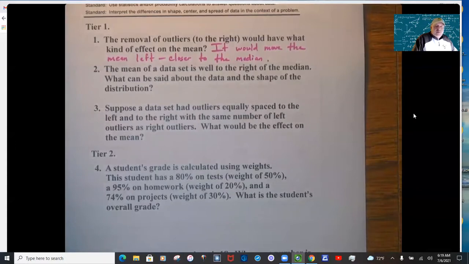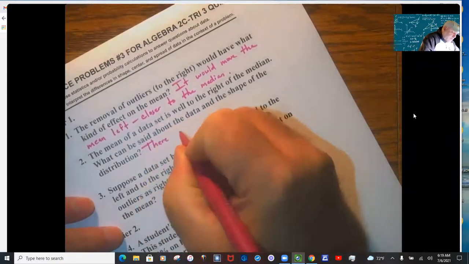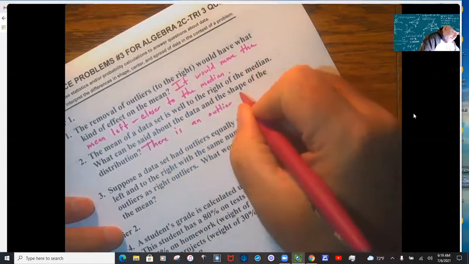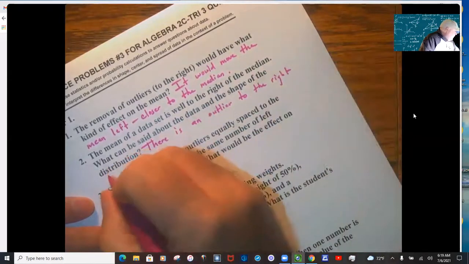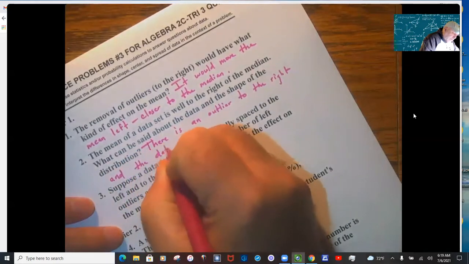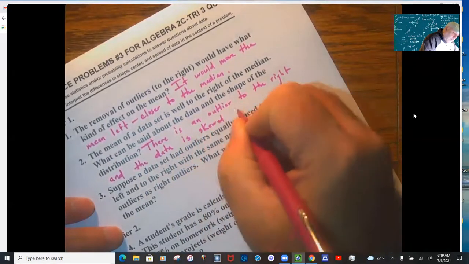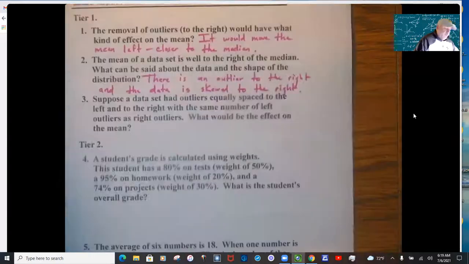The mean of the data set is well to the right of the median. What can be said about the data and the shape of the distribution? So there's likely an outlier to the right, or larger values to the right, and the data is skewed to the right. When we say skewed, we mean the mean is skewed to the right.